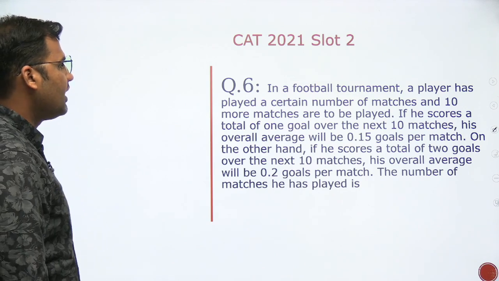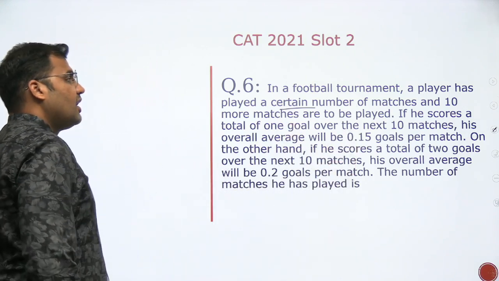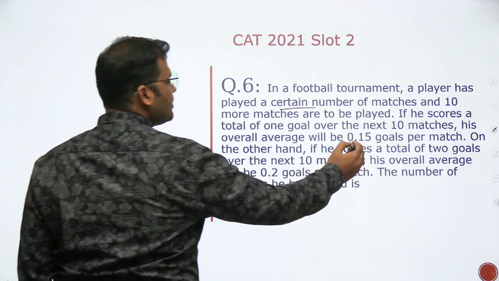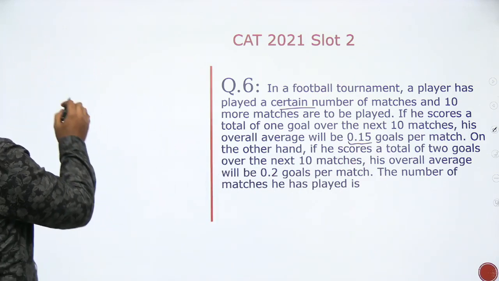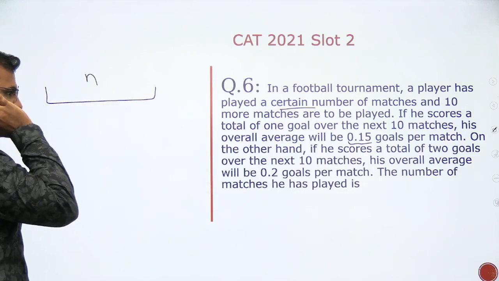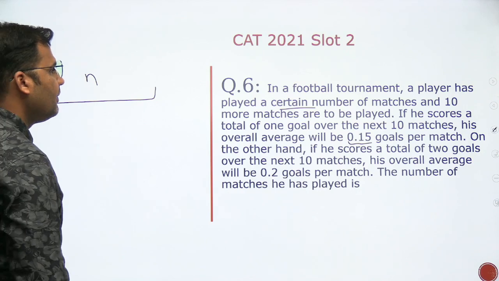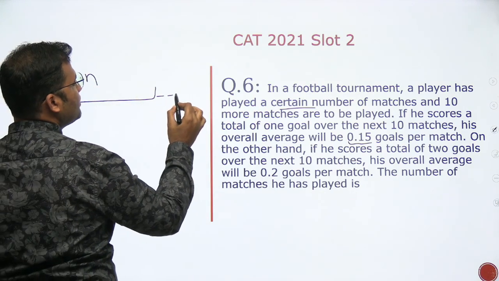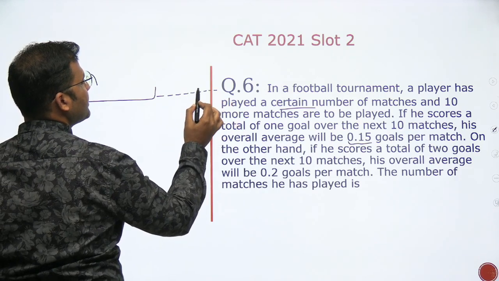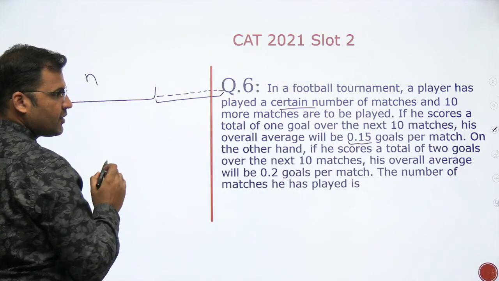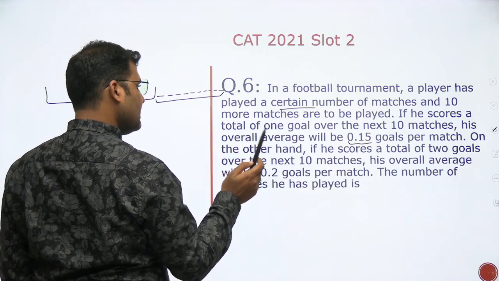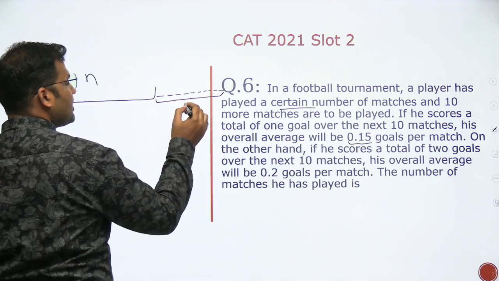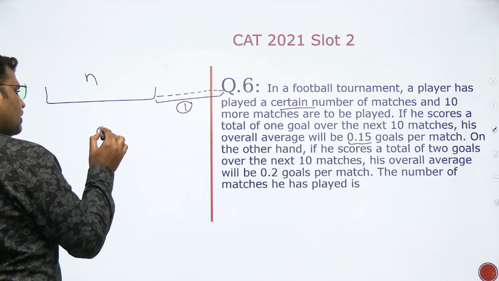In a football tournament, a player has played a certain number of matches and 10 more matches are to be played. If he scores a total of 1 goal over the next 10 matches, his overall average will be 0.15 goals per match. So guys, again a simple question of replacement. There's a certain number n of matches that the person has already played, and 10 more matches. If he scores 1 goal in these 10 matches, his average is 0.15.